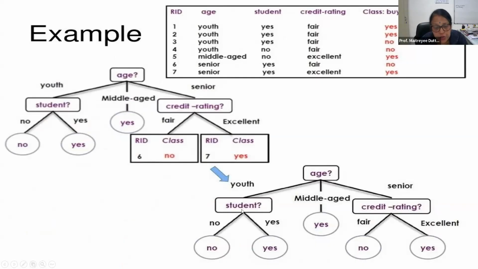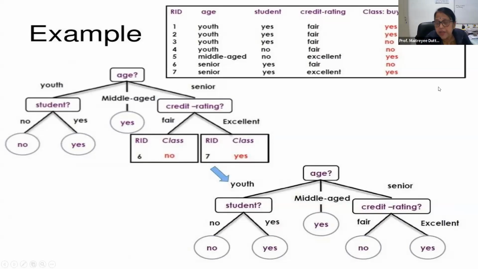Age: youth, student yes, then yes. Student no, then it is no. If it is middle age, then it is yes. If it is senior, then there are again two classes. Credit rating fair, then it is no. Credit rating excellent, then it is yes. So this way we find out the classification with the help of the decision tree, right? I suppose there is no problem in understanding this algorithm.